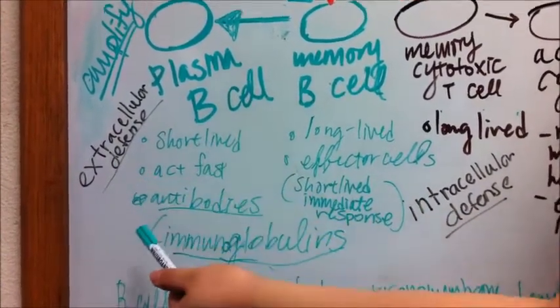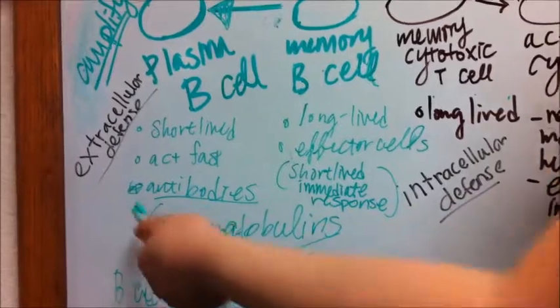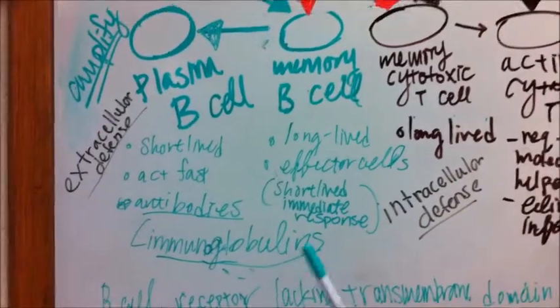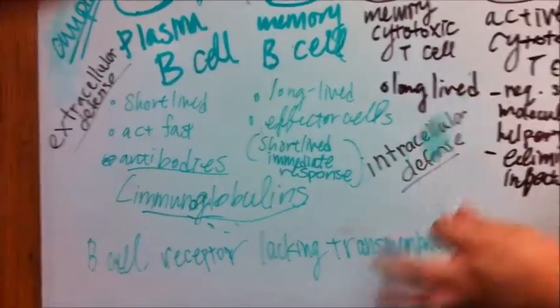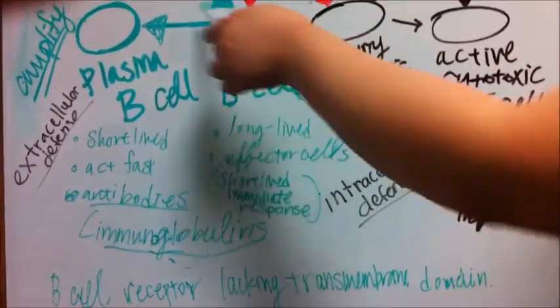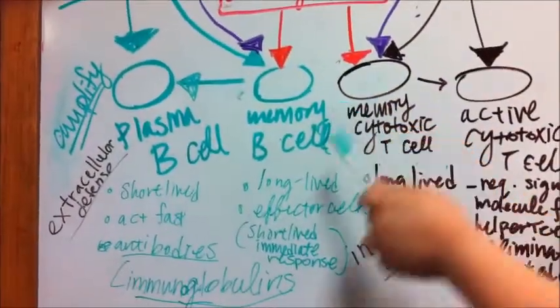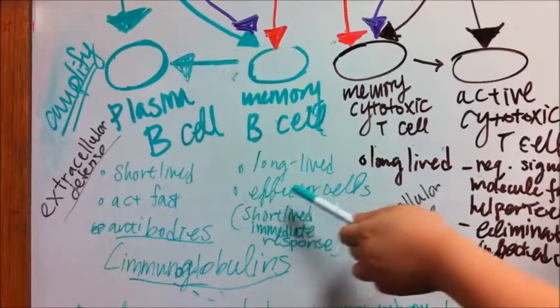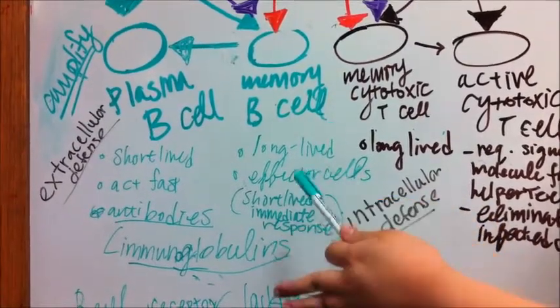They produce the antibodies, which are immunoglobulins. They're just the B cell receptor that lacks that transmembrane region. And they also produce the memory B cell, which are long-lived, and they produce the effector cells that will produce a short-lived and immediate response.